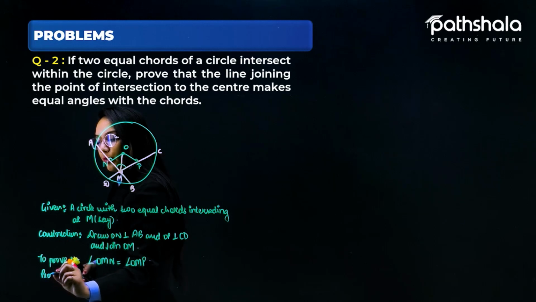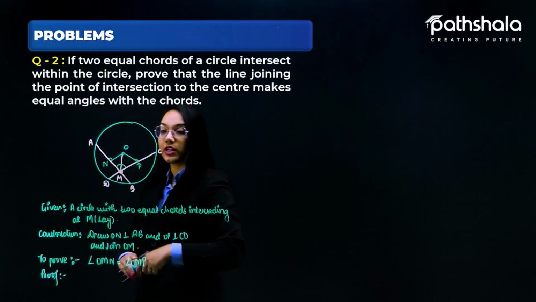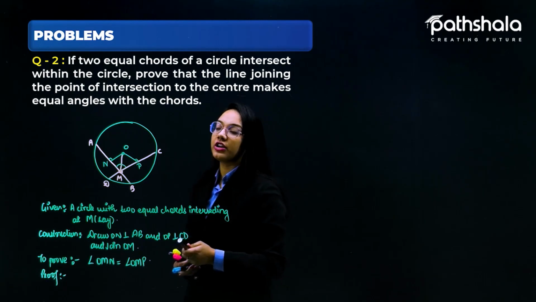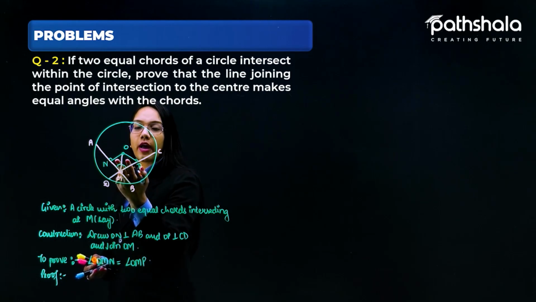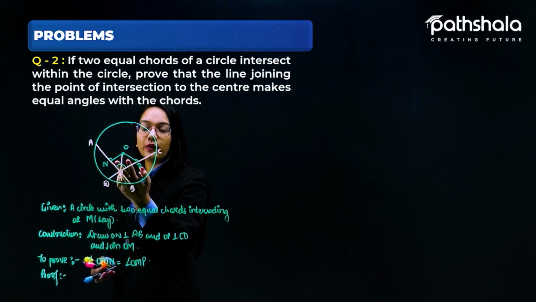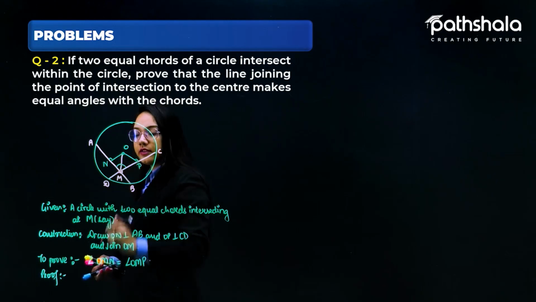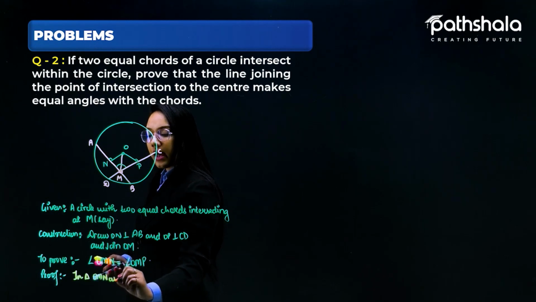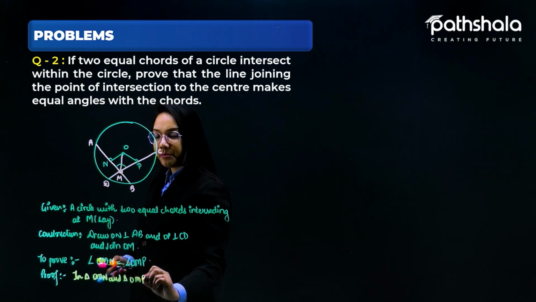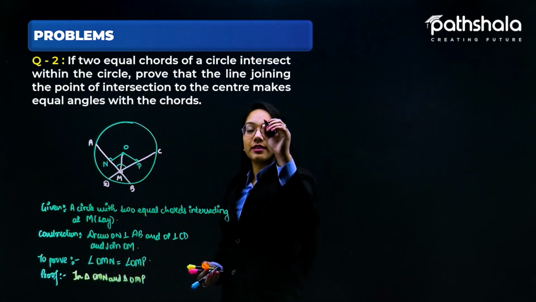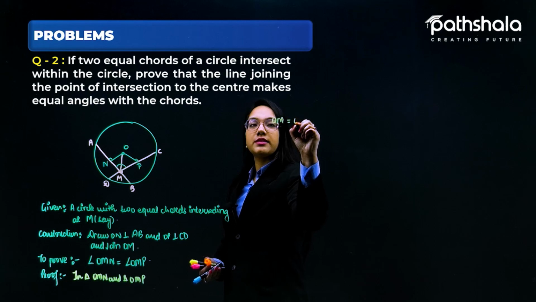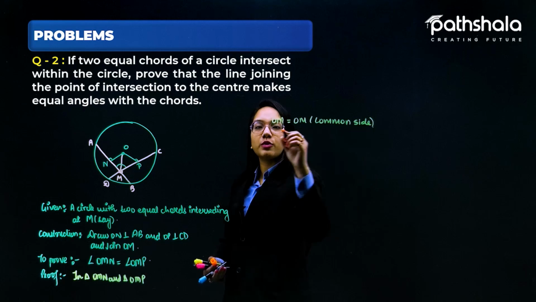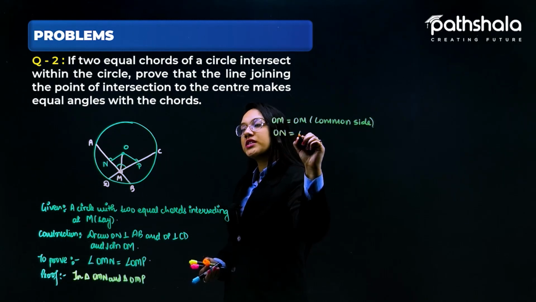So let's start the proof. First of all, we are taking these two triangles, and if we are able to prove these two triangles congruent to each other, then we are done. In triangle OMN and triangle OMP, first of all, OM is equal to OM, because it is a common side to both. Furthermore, we know that ON is also equal to OP.